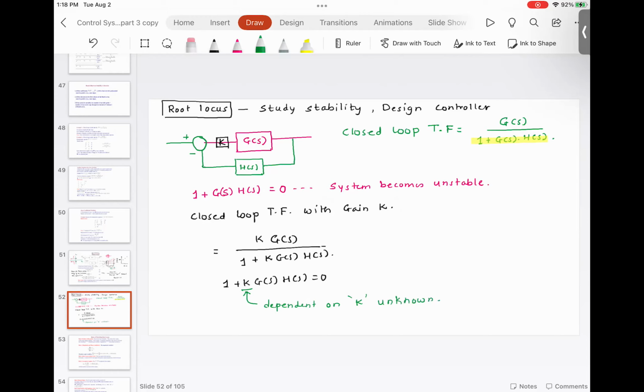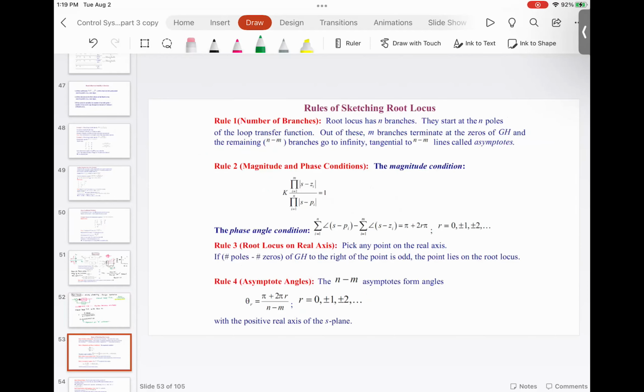So in the root locus, I'm going to find out how my closed loop poles travel as I change this value of the gain K. If you don't use MATLAB, then these are the rules that can be used to plot the root locus. This root locus can be plotted just by looking at the transfer function. The first rule is: how many branches does the root locus have? Root locus should have n branches, and they start at the n poles of the loop transfer function.